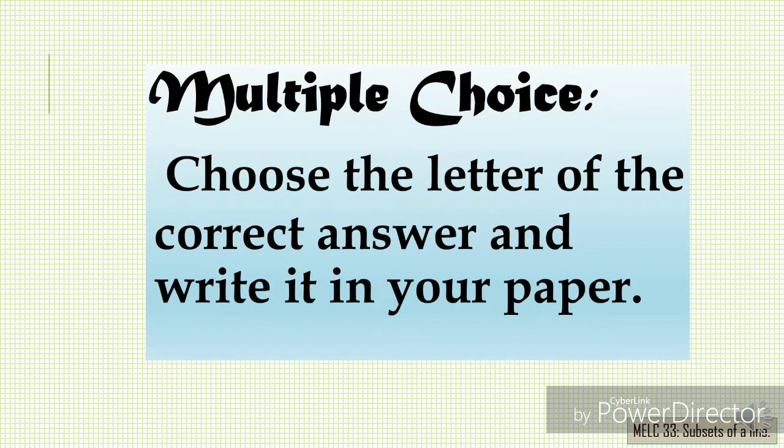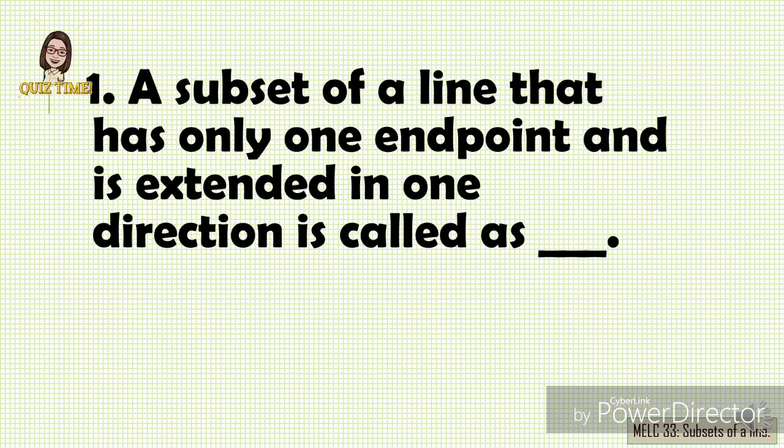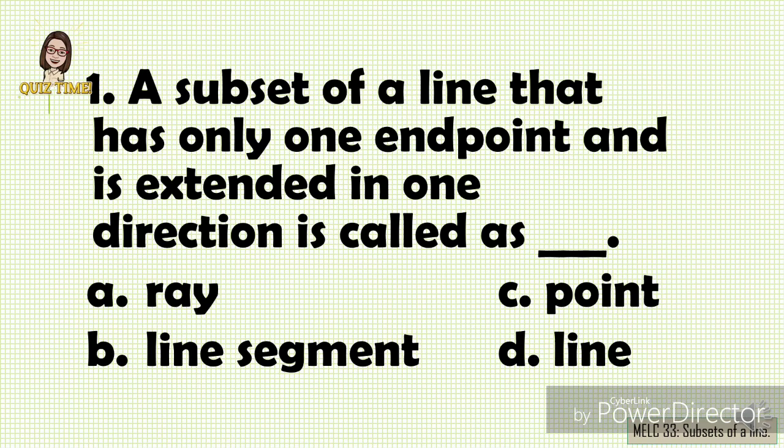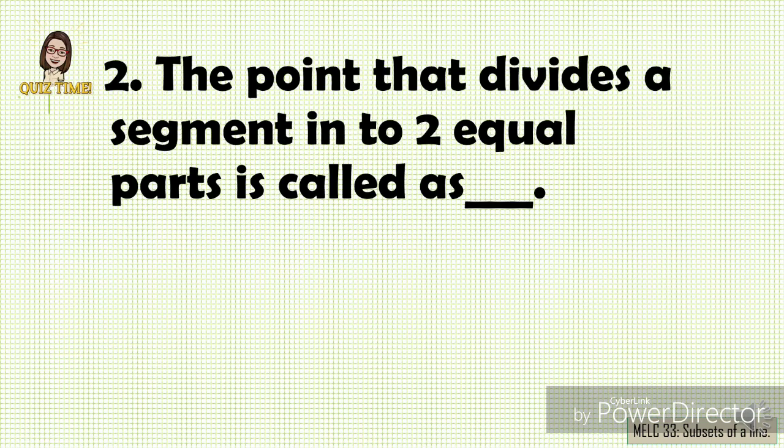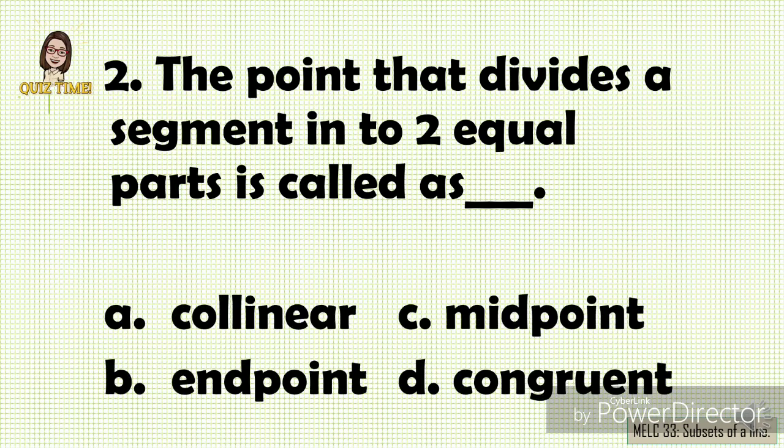It's quiz time. So, there are 5 questions here. I want you to choose the letter of the correct answer and write it in your paper. Let's begin. Number 1. A subset of a line that has only one endpoint and is extended in one direction is called as A ray, B line segment, C point, D line. And the correct answer is A ray. Number 2. The point that divides a segment into 2 equal parts is called as A collinear, B endpoint, C midpoint, or D congruent. The correct answer is C midpoint.